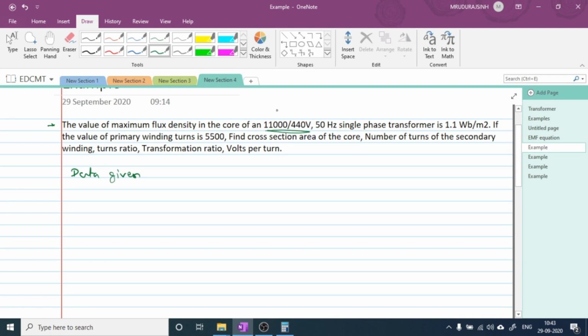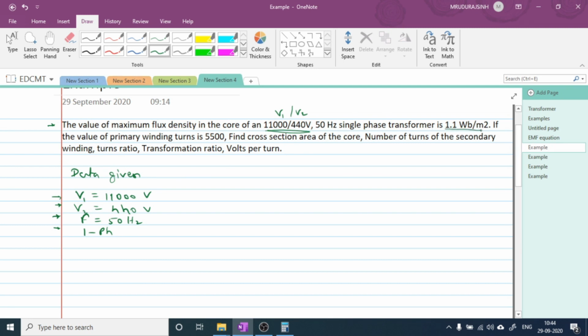So 11,000 by 440, it's always V1 by V2. V1, that is the primary voltage, is 11,000 volts, and the secondary voltage V2 is 440 volts. Now the next is a 50 hertz single phase transformer. So F is equal to 50 hertz.